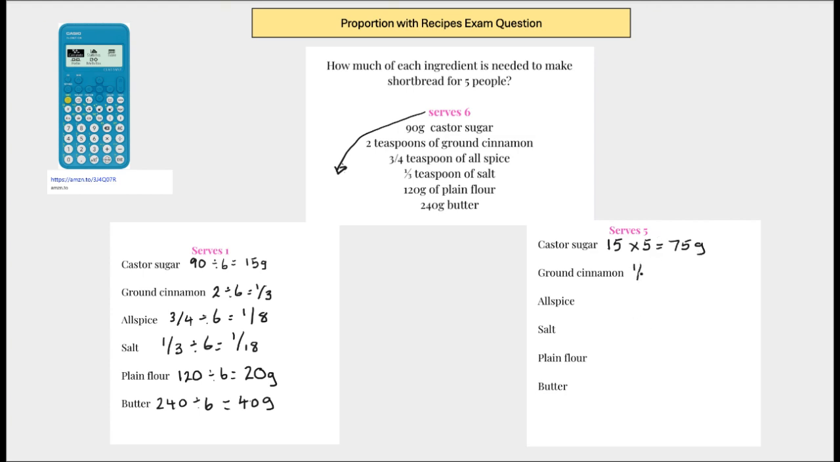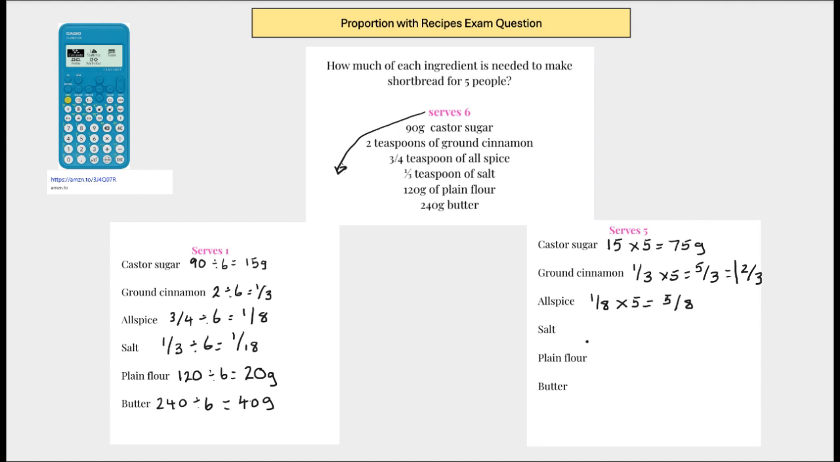Cinnamon is 1 over 3 times 5, always by 5, because it serves 5, equals 5 over 3. It is top heavy, so we'll solve that. 3 into 5 goes once, leaving 2 over 3. Allspice, which I believe, like I said before, is a kind of ginger. So that's 1 over 8 times 5 equals 5 over 8 teaspoons.